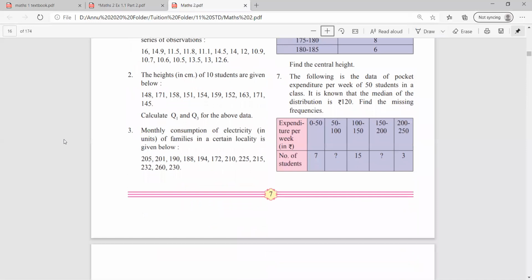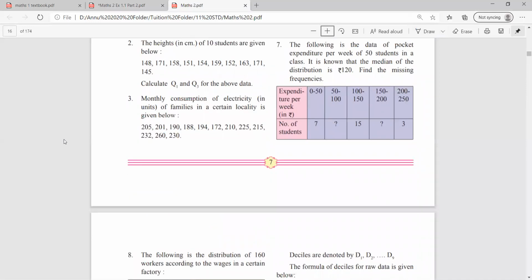Let's move forward to sum number 7. Question number 7 is very, very important from the exam point of view. So pay attention when we are doing this sum. The following is the data of pocket expenditure per week of 50 students in a class. So can I say class over here n is equal to 50? Also, it is known that the median of the distribution is 120. So median means nothing but Q2, the exact middle value of the data. You have to find the missing frequencies.